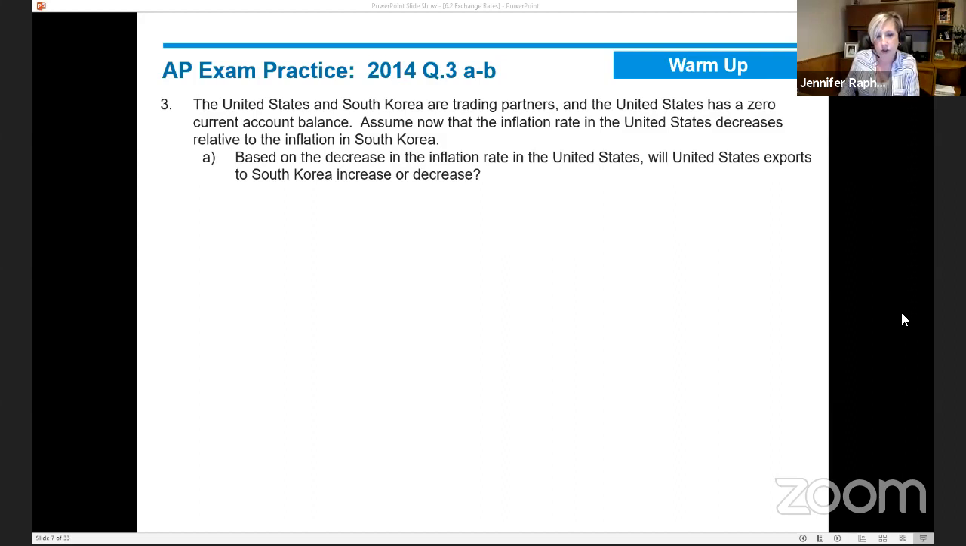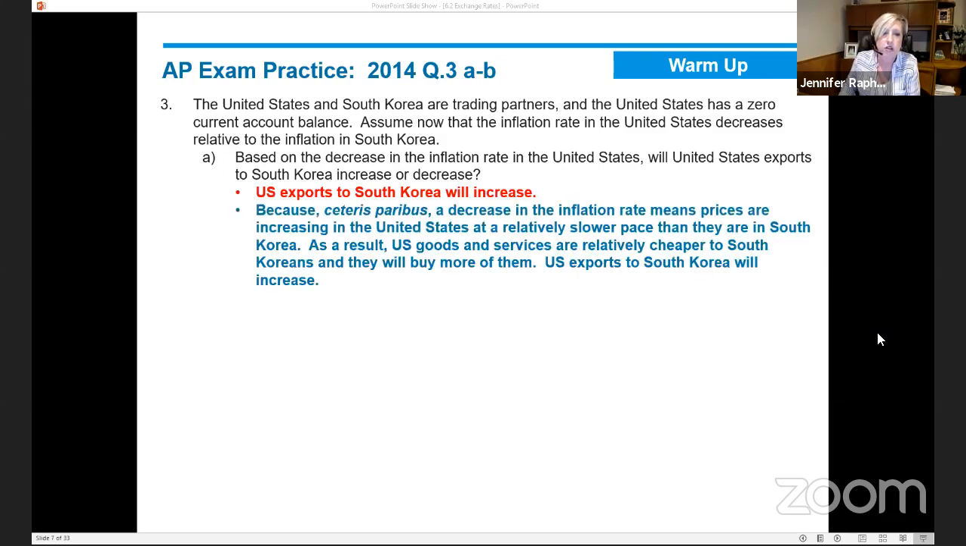Then we're asked to assume that the inflation rate in the United States decreases relative to the inflation in South Korea. Based on the change in the inflation rate, in this case a decrease, will U.S. exports to South Korea increase or decrease? Even though the question doesn't ask us to explain, I'm going to make sure you know and understand the reasoning behind the answer. You should have been able to determine that U.S. exports to South Korea will increase. And here is the reason why.